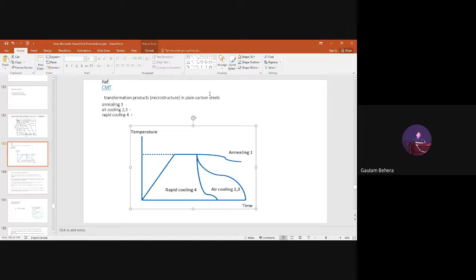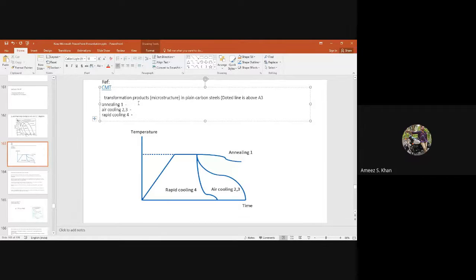Let me write here otherwise. Dotted line is above A3. Now you people tell me quickly, let me see who can answer. Otherwise, let me ask. It would be better if I ask. Okay, Amish, can you tell me, in cooling one, annealing, what will be the product?